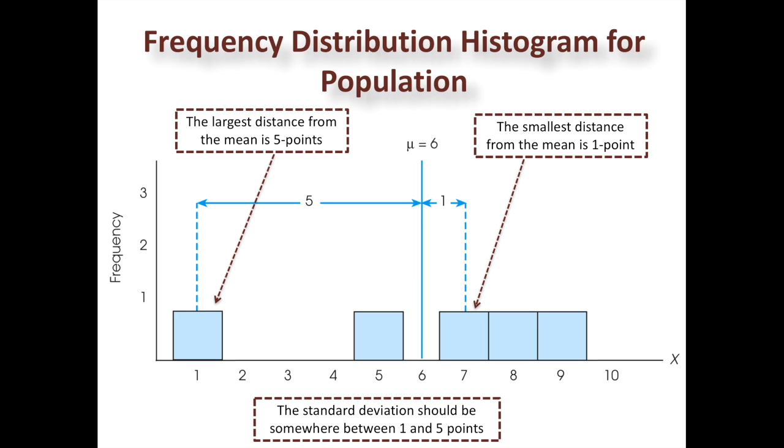Now, the minimum distance is going to be either a score of 7 or 5. Either one, it's fine. They're both equally far away from 6. So your standard deviation for this example is going to be somewhere between 1 and 5.